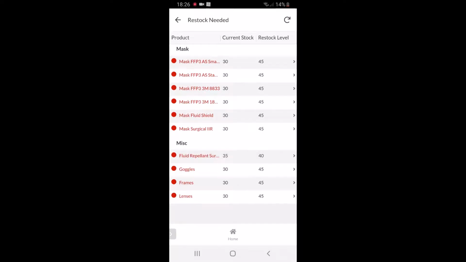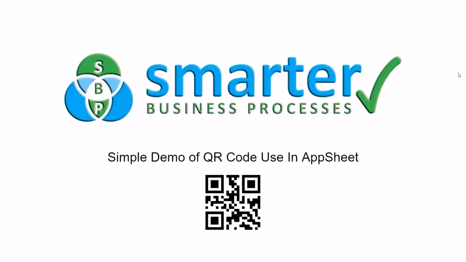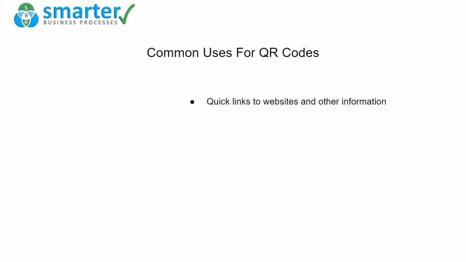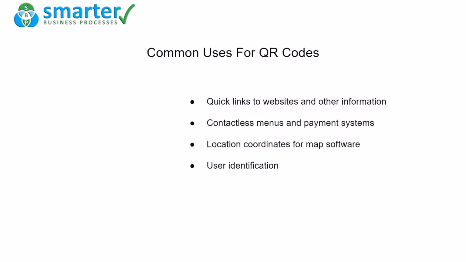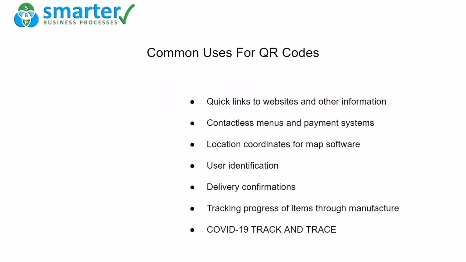So that's a simple example of how QR codes can be used to speed up processes. There are, of course, countless examples of their use, not least the COVID-19 track and trace functionality in public places around the world right now.